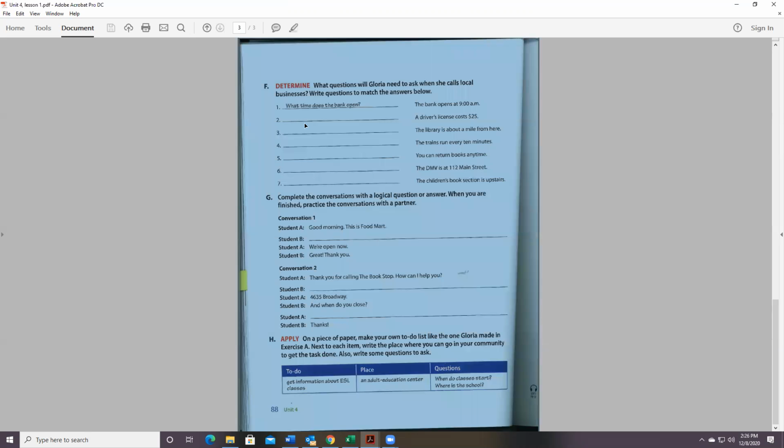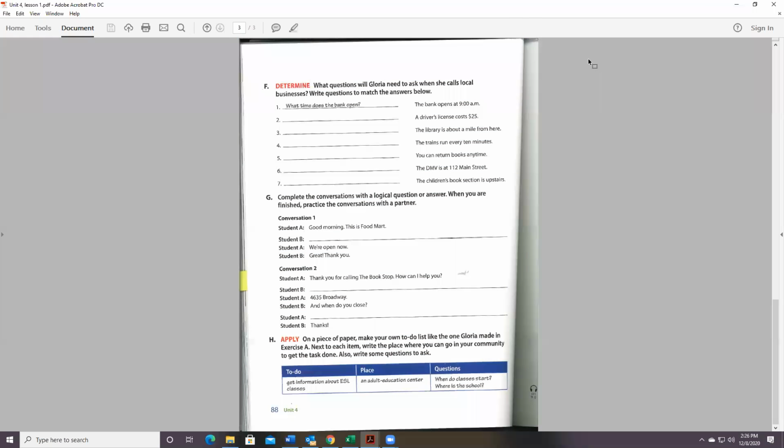Okay, your question would be, how much does a driver's license cost?